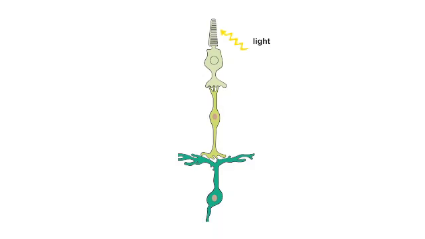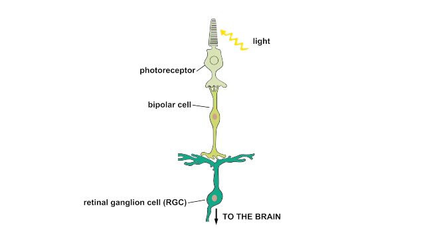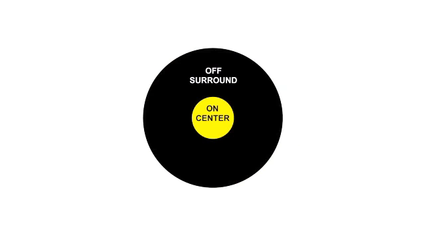Light hyperpolarizes photoreceptors. The signal propagates through bipolar cells to retinal ganglion cells, or RGCs, which carry visual information from the retina to the brain. RGCs have a receptive field that can be described as two concentric circles, a small circular center, and a broader ring around the center called the surround.